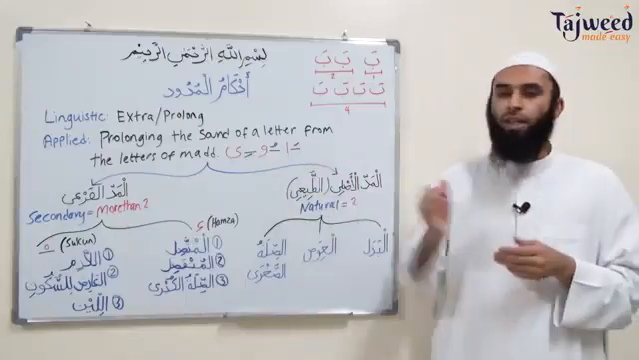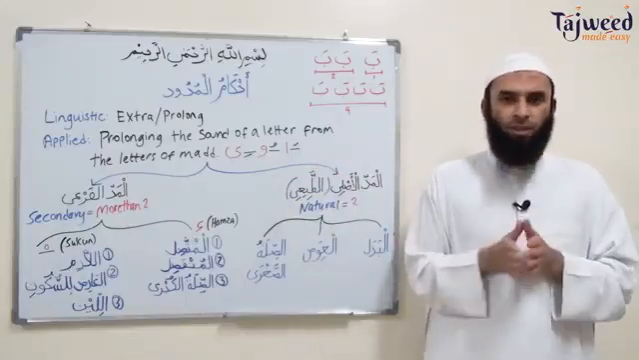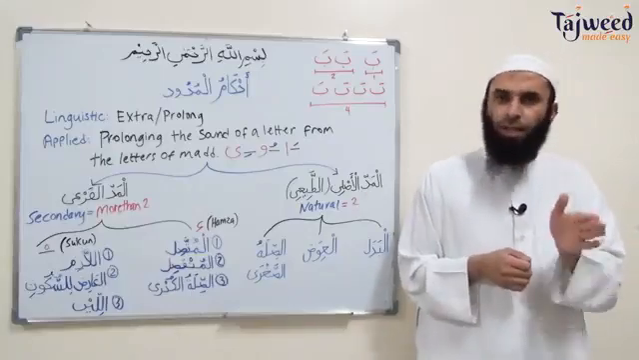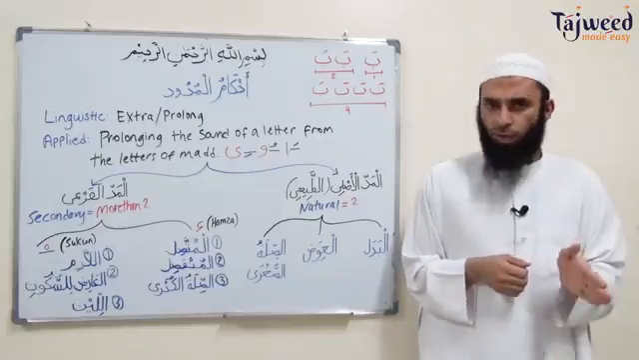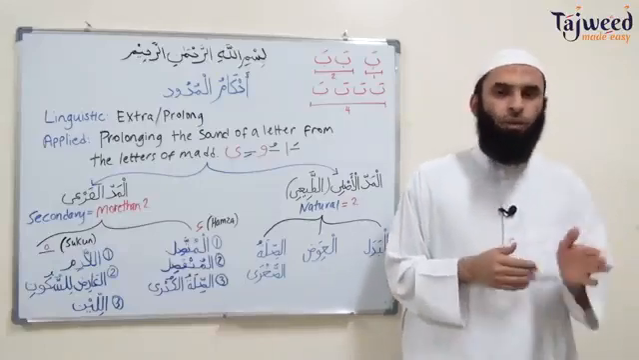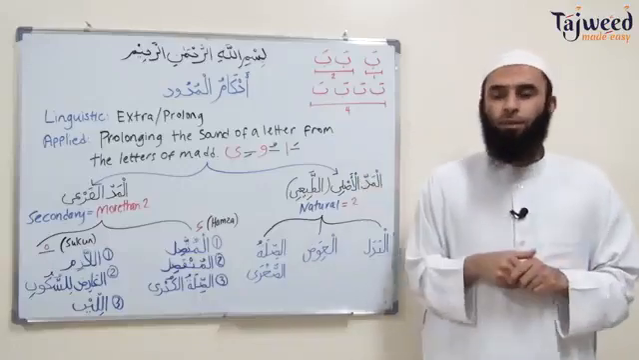Depending on where these three letters are or what's after them, this stretching will start from 2 counts up to 6 counts, or 2 haraka up to 6 haraka. So it can be 2 haraka, it can be 4, it can be 5 or 6. So minimum 2, maximum 6. There's no more than 6 counts.